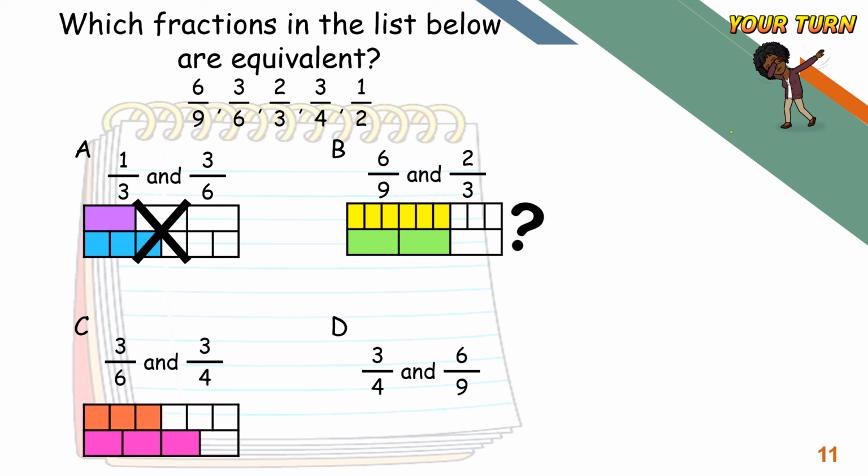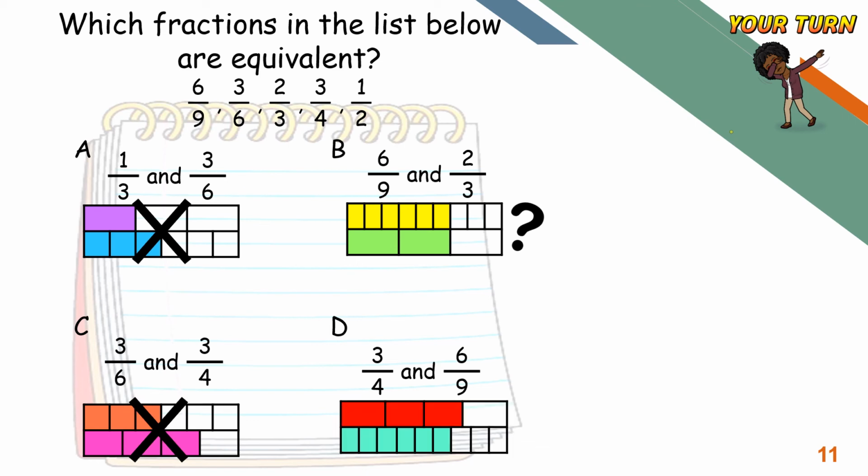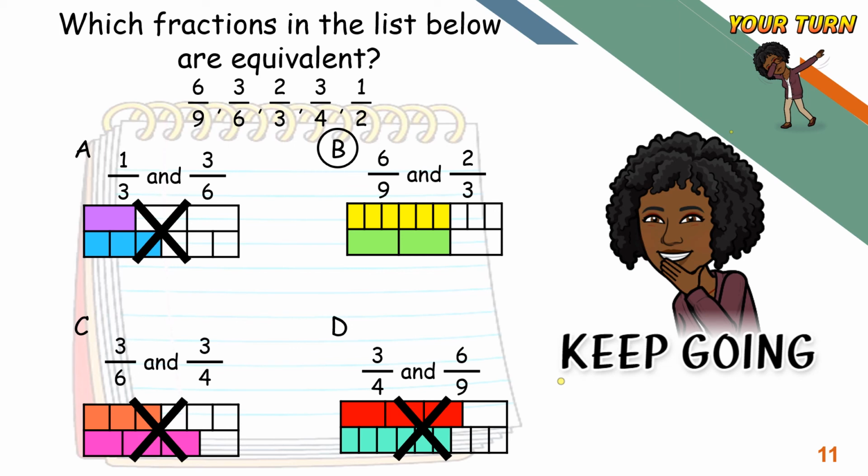For C, 3/6 is less than 3/4, so that can't be the answer. For D, the picture has to be drawn very carefully, but 3/4 is slightly greater than 4/9, so we can eliminate that answer. So our answer is B. 6/9 and 2/3 are equivalent. Let's keep going.